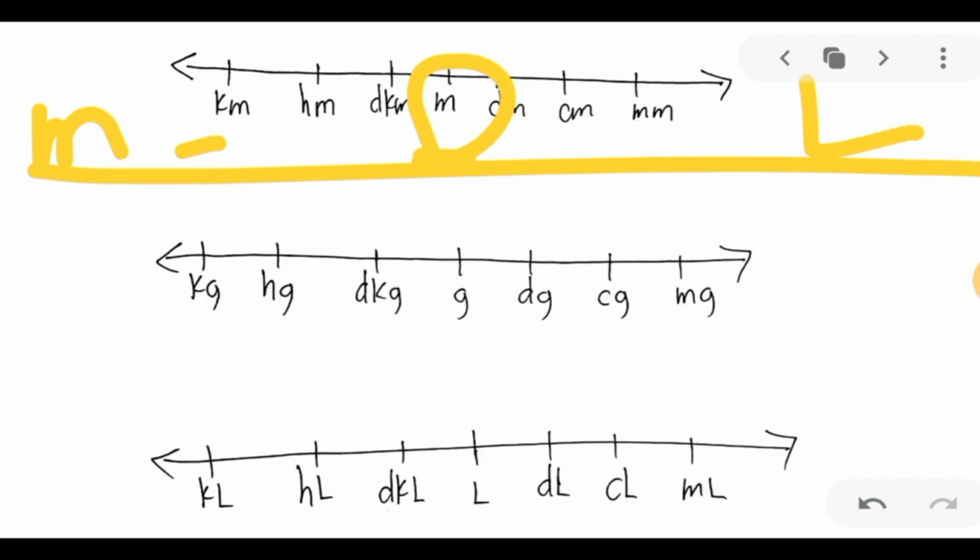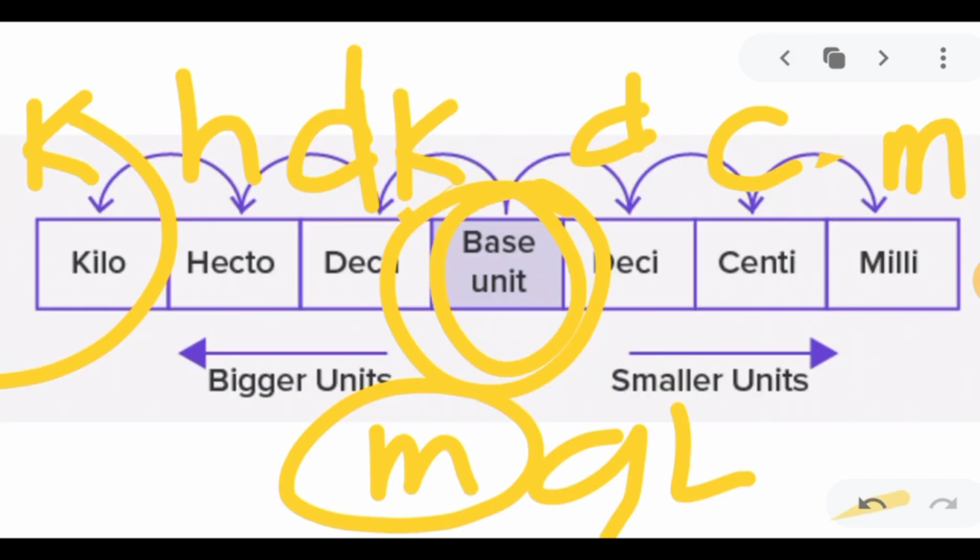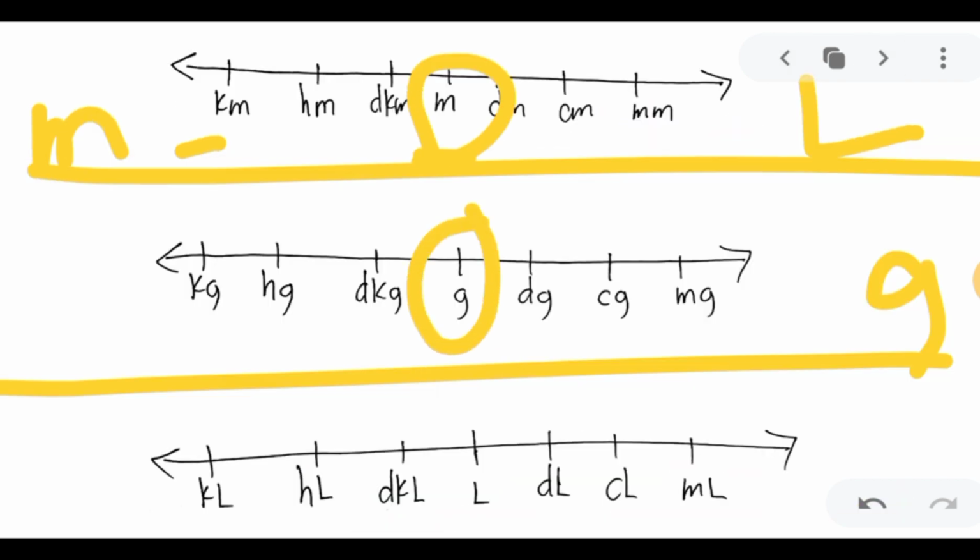Okay? And then another example, let's say you want a measurement of metric system in terms of mass, and that is in grams. So therefore, your base unit here will be small g, or grams. And then you will add that to the prefixes. So you will have here the kilogram, hectogram, decagram, gram, the base unit, decigram, centigram, and then the milligram. So this is the metric system and the standard unit for mass.